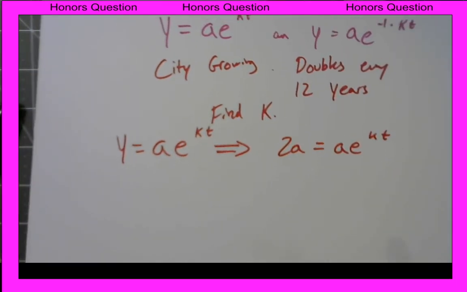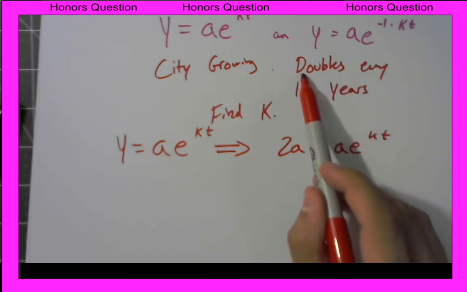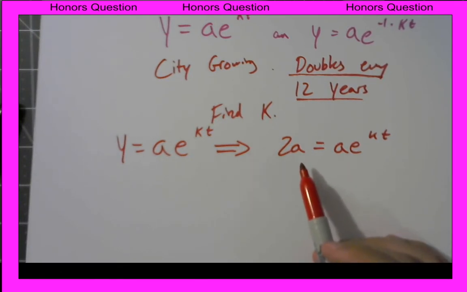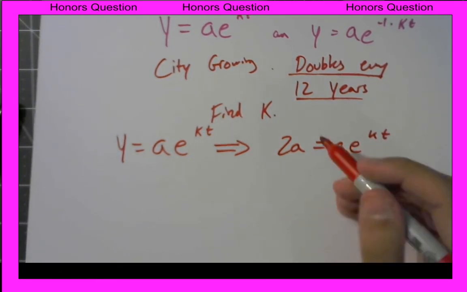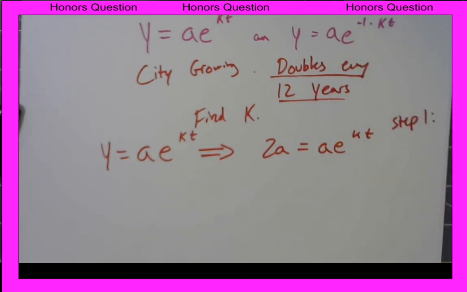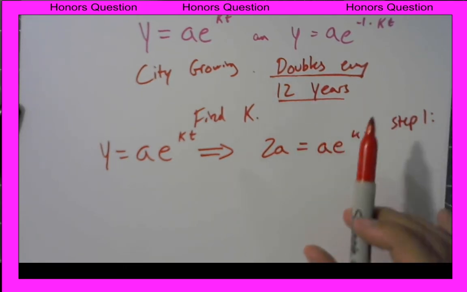Now what I did here was instead of saying y, my final number, I know my final number deals with my starting number. I know it's going to double every 12 years. So whatever my a is, let's say a is 100 people in this city, it's going to double to 200. So I can represent y as some relation to a. This is always your step one. Step one is to find y in relation to a and then substitute that in. Because now I have 3 variables and 2 givens.